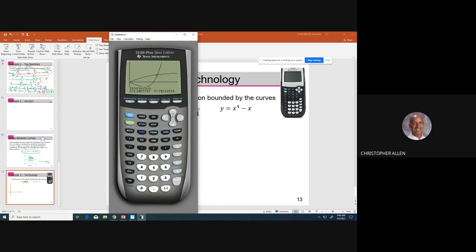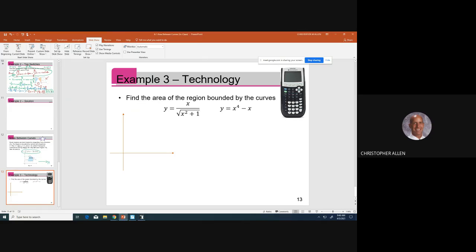By the way, which curve was on top? The first curve or the second curve? The first curve, right? Now I'm going to go back. Hopefully everyone understands what I've just done here. Okay, in fact, let me make sure I finish this off with some good instruction.